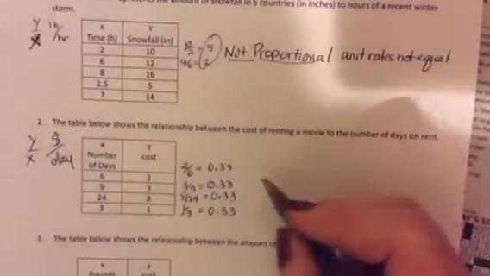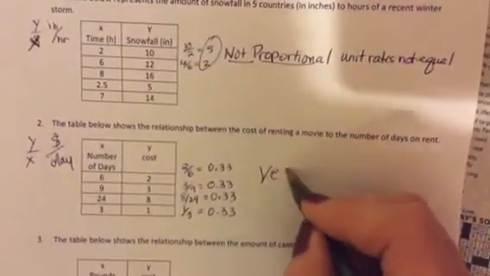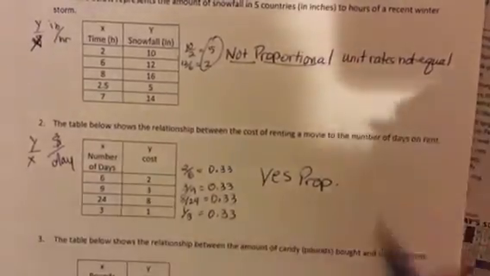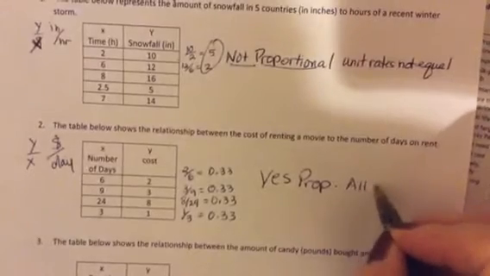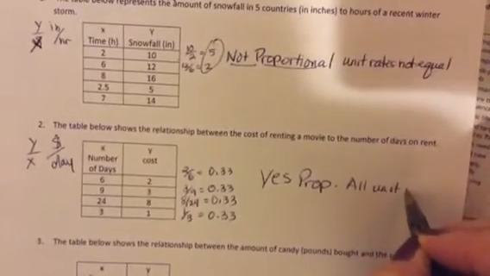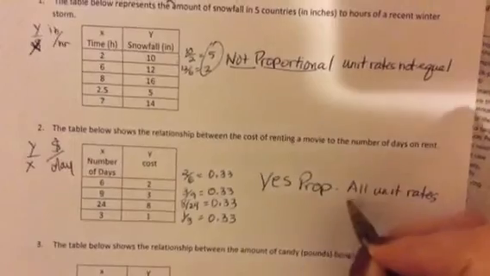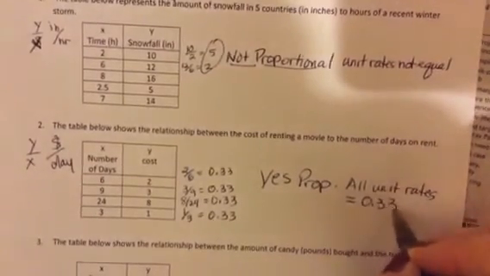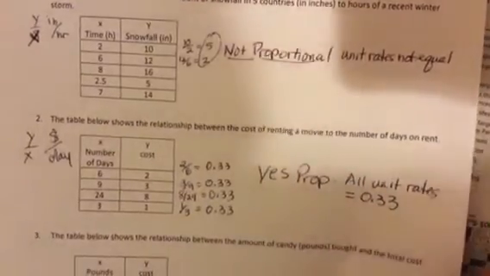So are these proportional? Yes. Proportional, because all the unit rates are the same, or they're all equal. Equal 33. All right, let's try number 3.